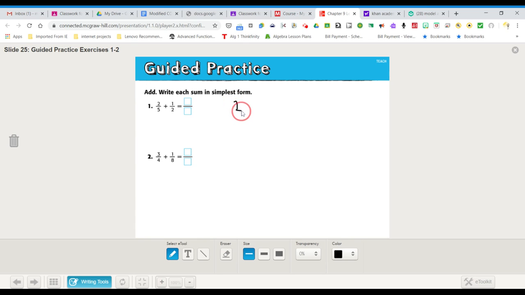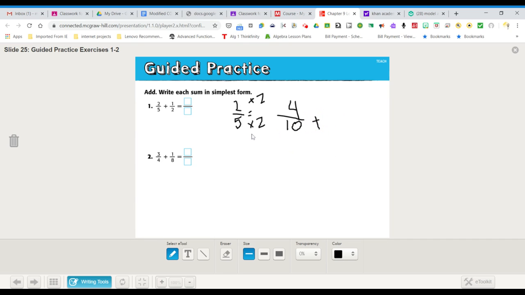So we have 2/5, and we want to turn that into tenths. So what are we multiplying by here? What are we multiplying to get to tenths? If you said 2, you are absolutely right. We are multiplying by 2. 5 times 2 is 10, so then we need to do 2 times 2, which is 4. So we have 4 tenths.